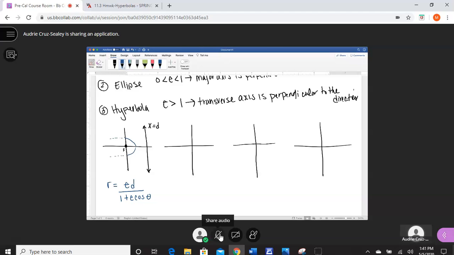Okay? The next one is, what if we have the focus, of course, always at the origin, but your directrix is on this side? So this will be x equals negative d. And if I were to draw the picture closest to here, it would look like this, but I don't really know what's going on past that, because I can make this an ellipse, I can make this a parabola. And this formula would be r equals ed over 1 minus e cosine theta.